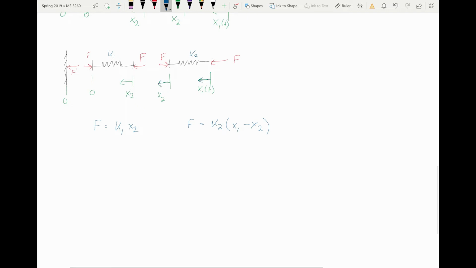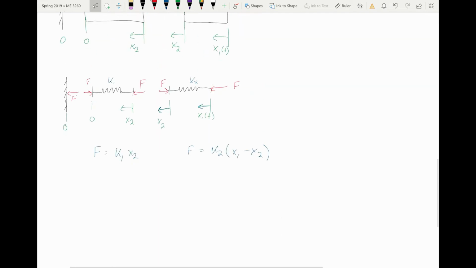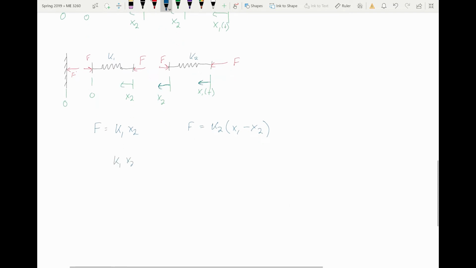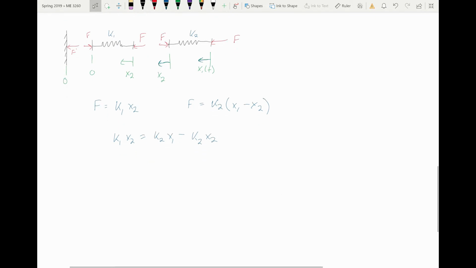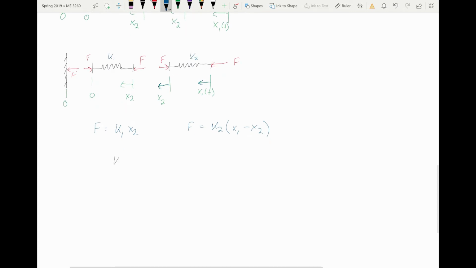K1 times X2, because as you can see, cylinder 1 is compressed amount X2, and the same equation can be written for cylinder 2. So force is equal to K2 times X1 minus X2, and this is because X1 is in the same direction as the force, and X2 is in the direction opposite the force. Okay, now that we have two equations for force, we're going to set them equal to one another.